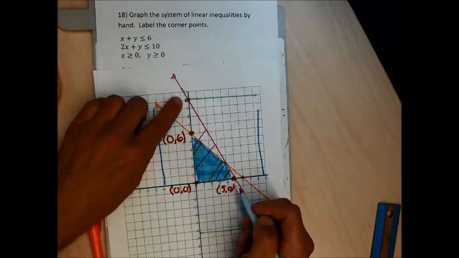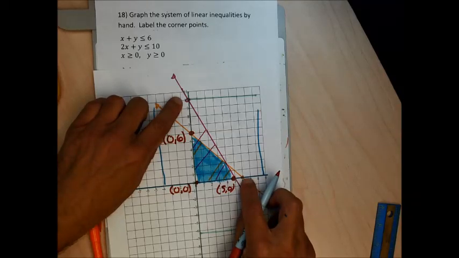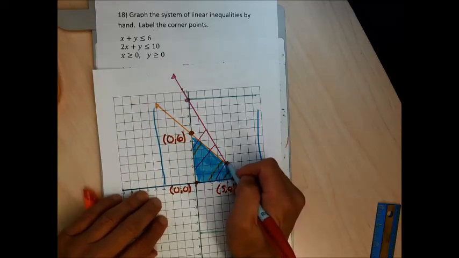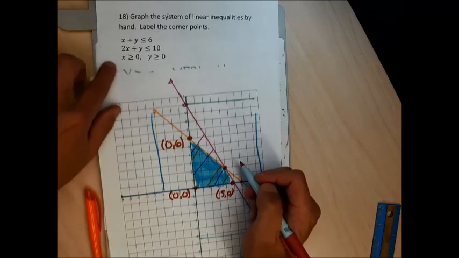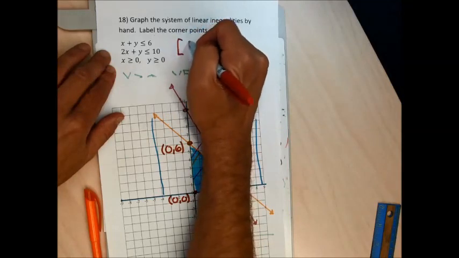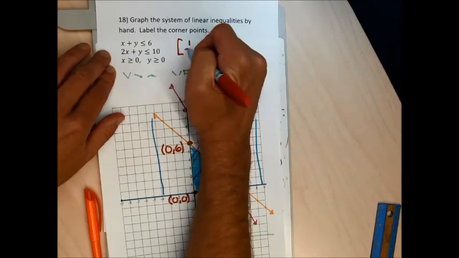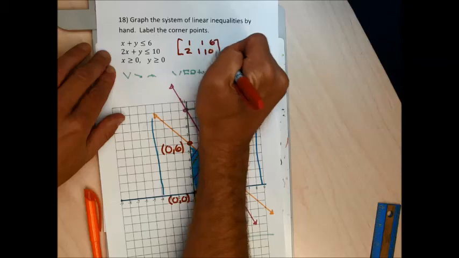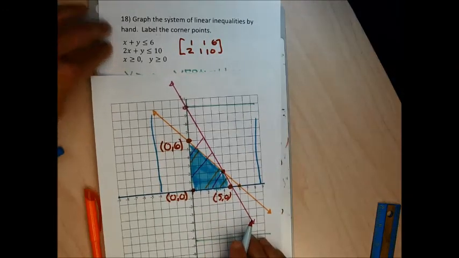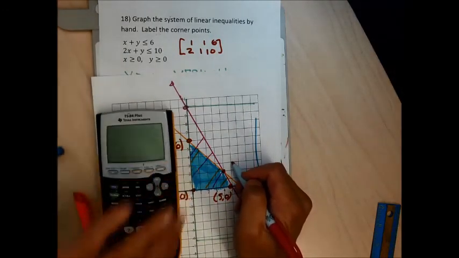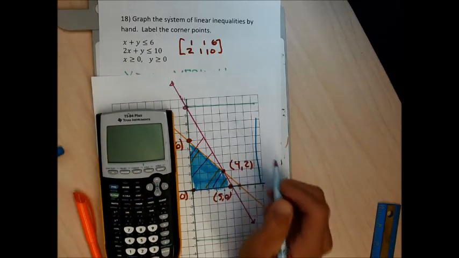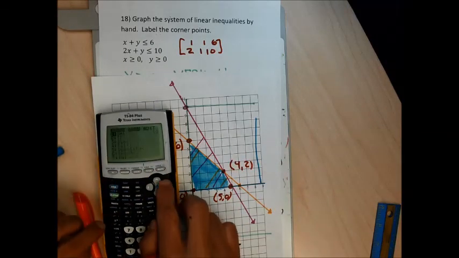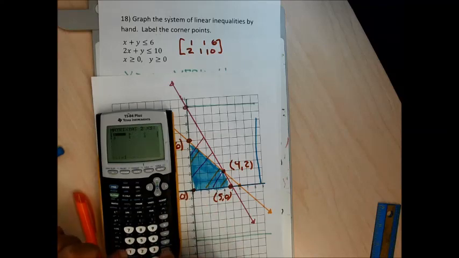The points (0, 10) and (6, 0) aren't considered corner points because they're not around the boundary of the final shaded region. That to me looks like the point (4, 2). To make sure that's the point (4, 2), I'm going to solve 1, 1, 6, 2, 1, 10 using RREF on my calculator just to make sure that my hunch is correct. So I'm going to go second matrix, edit, 2 by 3, and then 1, 1, 6, 2, 1, 10.